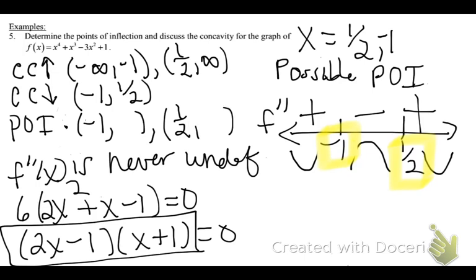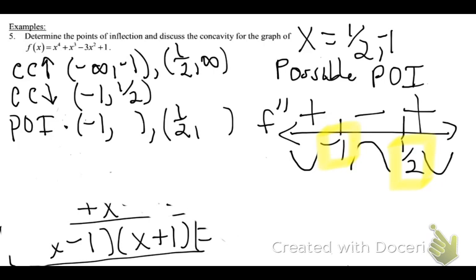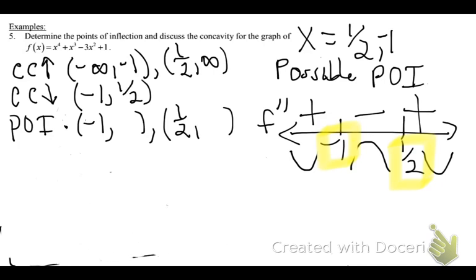So to figure out what the actual point of inflection is, that is an output or a y value, and that goes with our original function. So our original function is f of x.